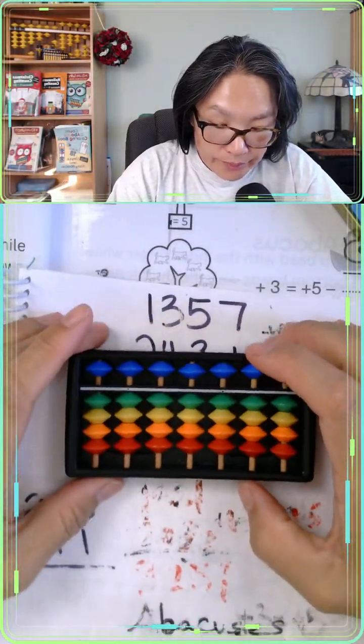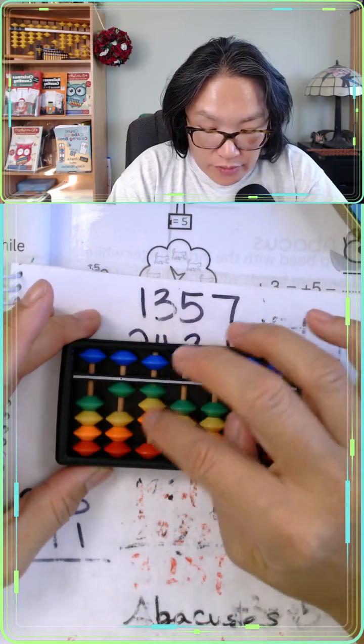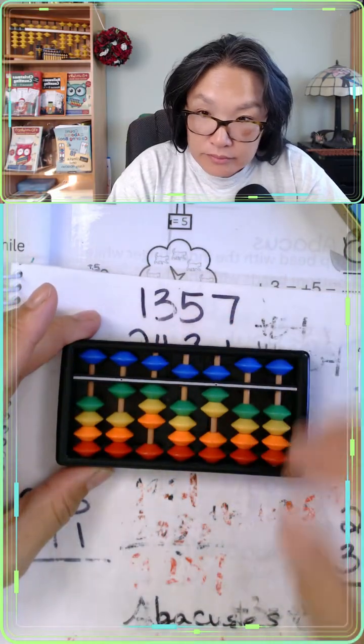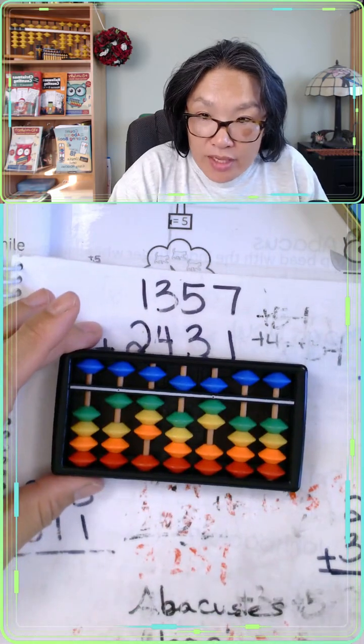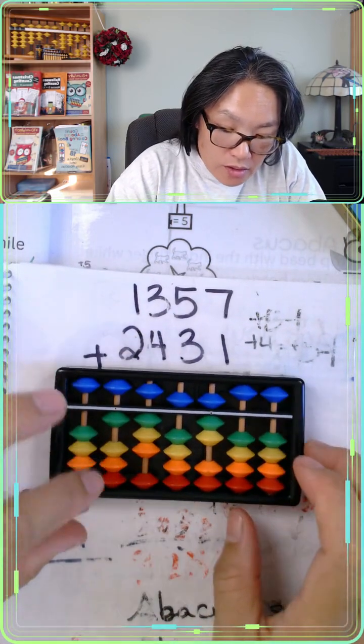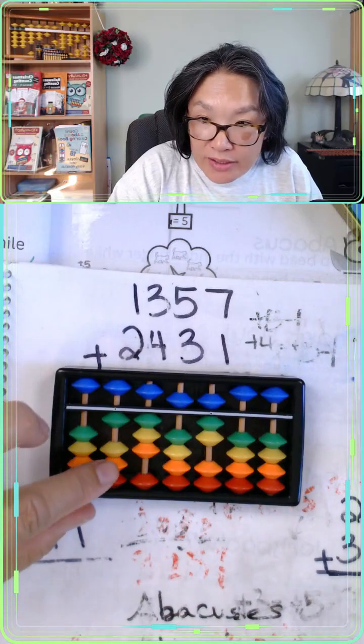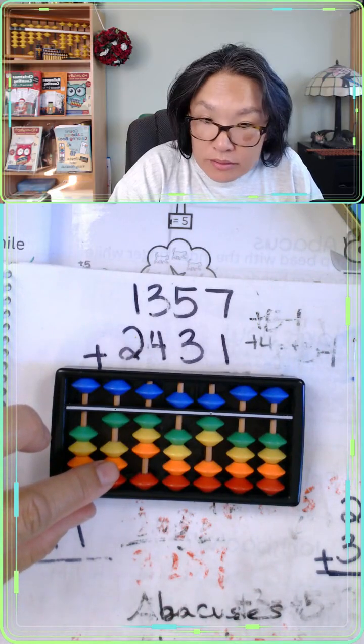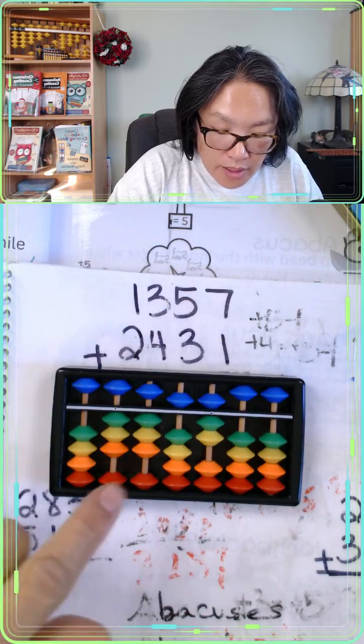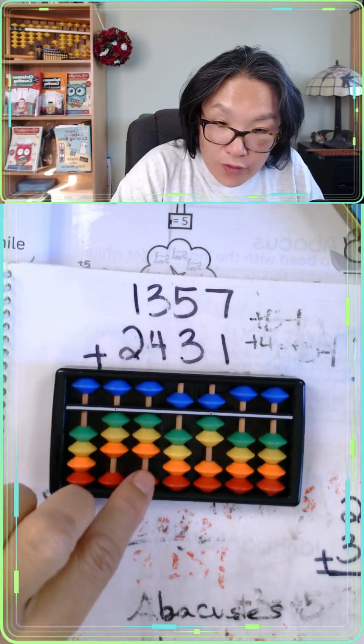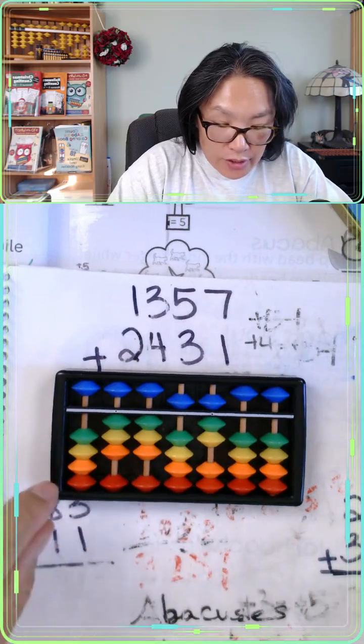Here's a bigger number. If I have 1,357, I want to add 2,431. So I add the 2. Is there enough to add the beads to add the 2? Yes, there is. And then I want to add the 4. To add the 4, what do? I know this. How do you add the 4?